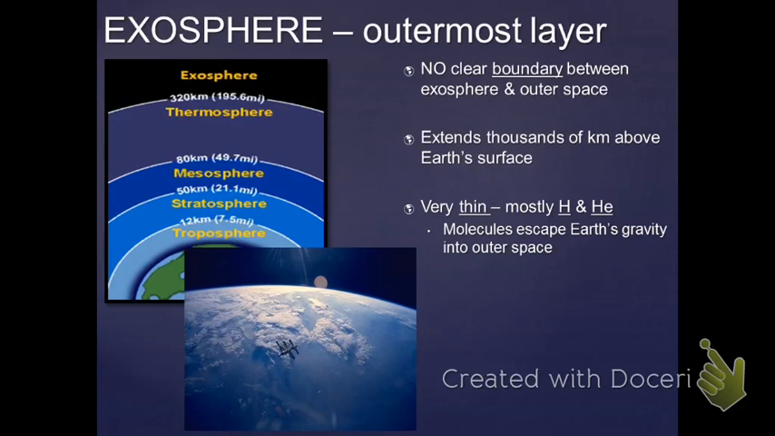The exosphere is the outermost layer of Earth's atmosphere, where there is no clear boundary between the exosphere and outer space. This layer can extend thousands of kilometers above Earth's surface.